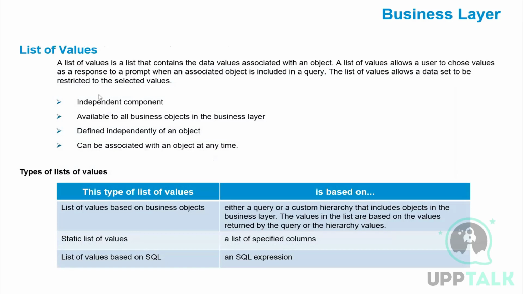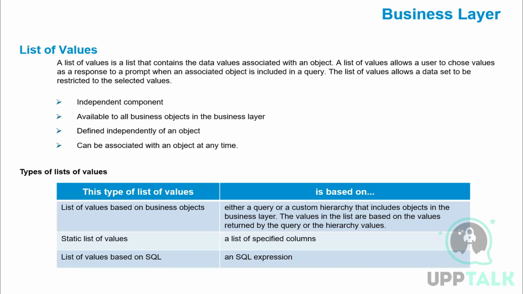It is also about the list of values. A list of values is a list that contains the data values associated with an object. It allows a user to choose values as a response to a prompt when an associated object is included in a query. As mentioned, if year is associated with a list of values and we use that year in the prompt filters, whenever the user refreshes the report, it will ask which year you want to see. He can give around 2 to 3 years.